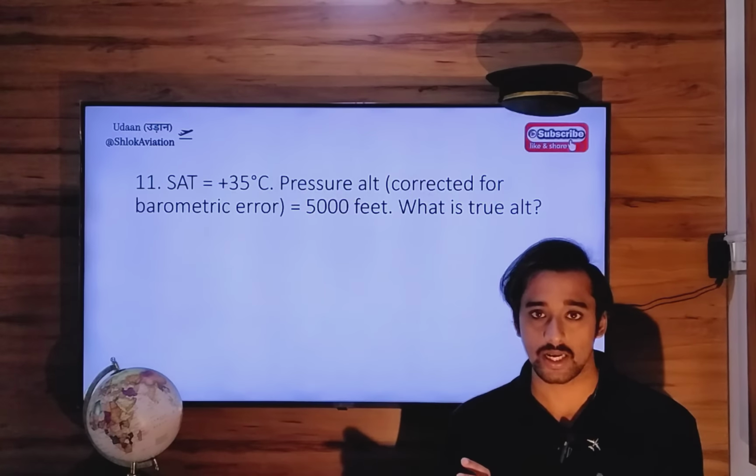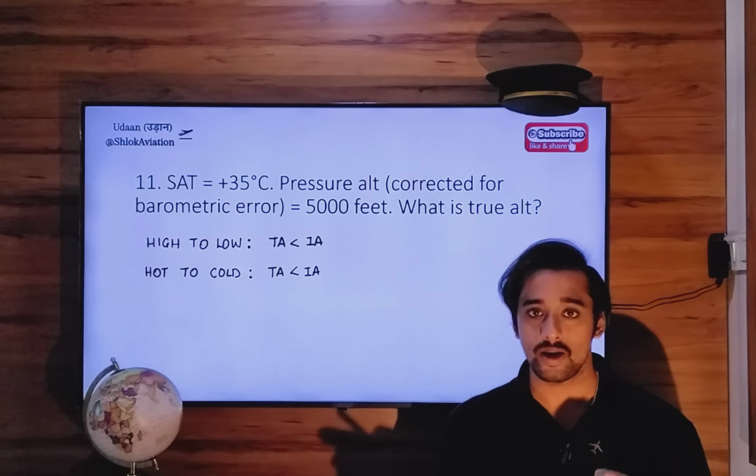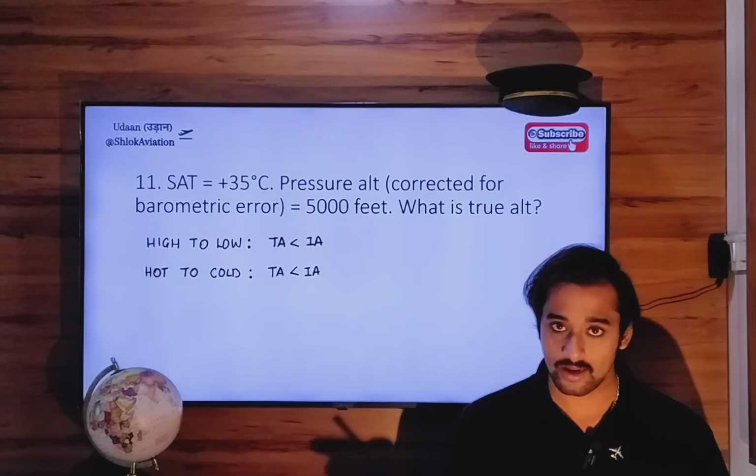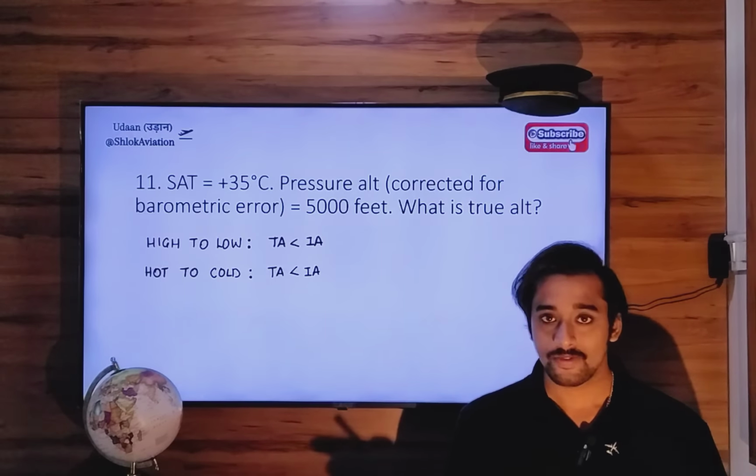When you fly from a hot temperature region to a cold one, meaning from an air mass which is warmer than ISA to an air mass which is colder than ISA, again true altitude will be less than indicated altitude. The opposite will be the case when you fly from a low pressure region to a high pressure region, and from a colder air mass to a warmer air mass. Now over here, pressure altitude is corrected for barometric error. We have to do the remaining correction, which is temperature correction.